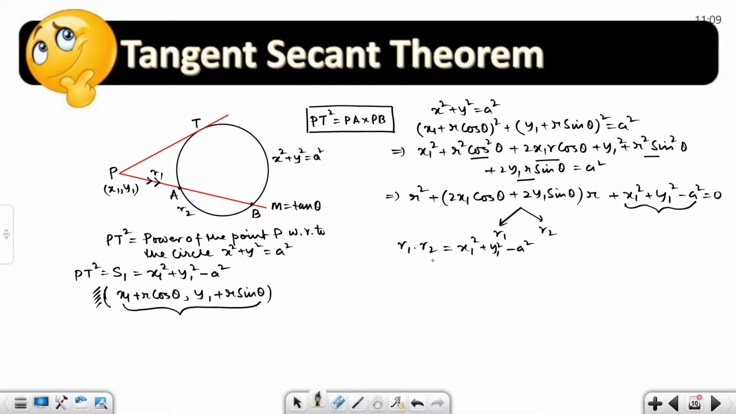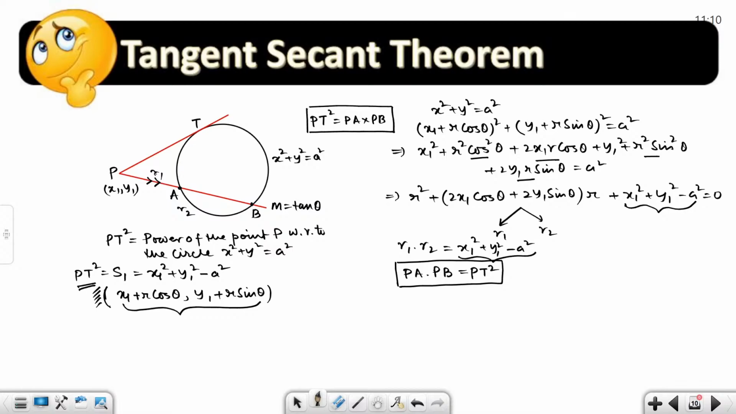So R1 into R2, which is basically your PA into PB, that gives us x1 square plus y1 square minus a square. Now we can easily see that is nothing but your PT square. Am I correct or not? So we have proved the same theorem by using coordinate geometry. Okay? Is it clear to everyone?